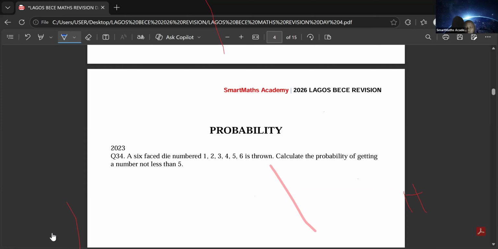Then another thing, I want to quickly explain something under probability as well. Probability of an event happening is the successful outcome over the sample space of that event. We are going to look at some things here. So by the time we start, let's look at this question first.